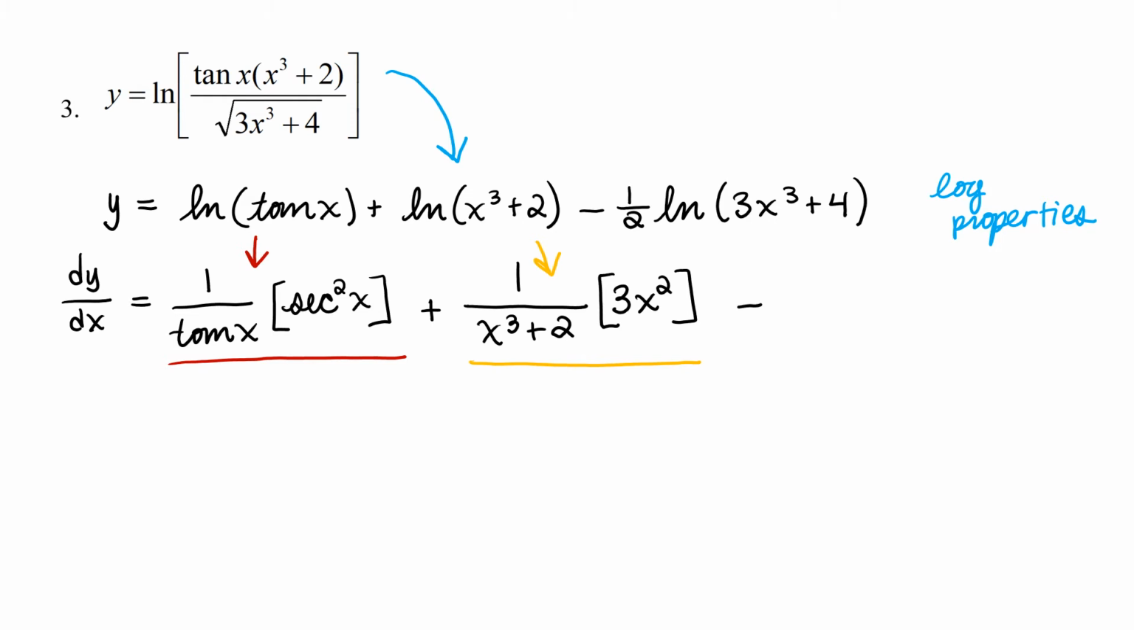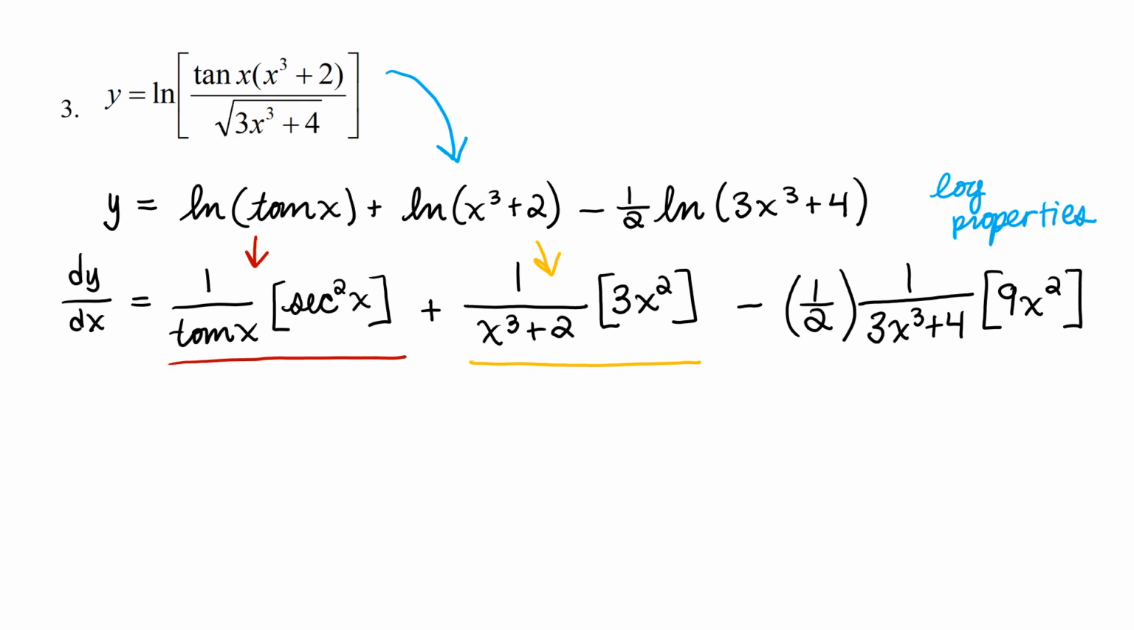And then we have minus 1/2 times, because this is a constant times a function, as opposed to just a constant all by itself, so it follows us along. We have the natural log of this 3x cubed plus 4. So the derivative will be 1 over whatever's inside of it. So 1 over 3x cubed plus 4 times the derivative of what's inside of it by chain rule. So that'll be 9x squared.